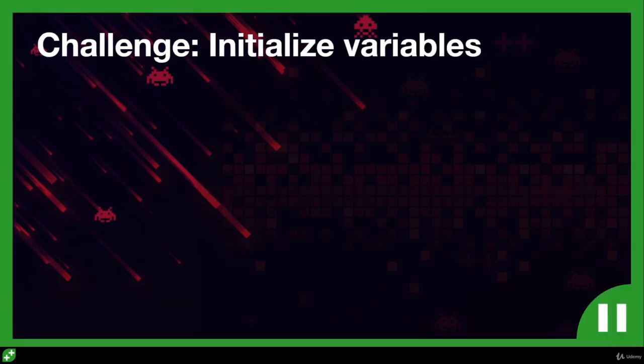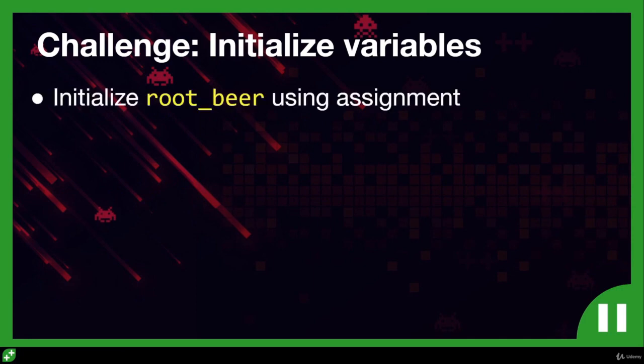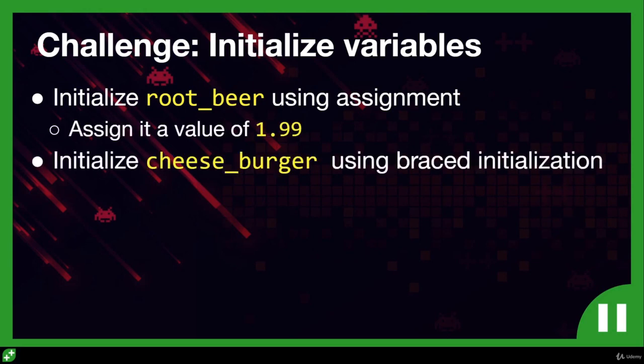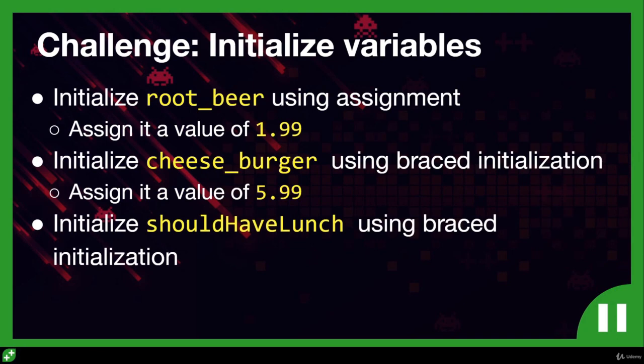So this brings us to our challenge. Let's make sure our variables are initialized as soon as we declare them. Go ahead and make sure root beer is initialized on the same line that we declare it, using the assignment operator. Assign it a value of 1.99. I also want you to initialize cheeseburger, but this time use braced initialization and give it the value of 5.99. Finally, make sure should have lunch is initialized using braced initialization, but leave the braces empty and see what default value it gets automatically. Go ahead and pause the video and do this now.